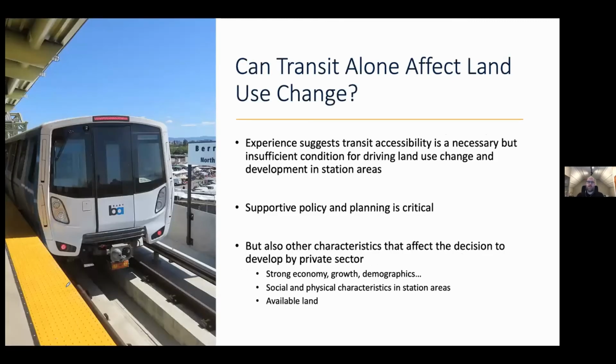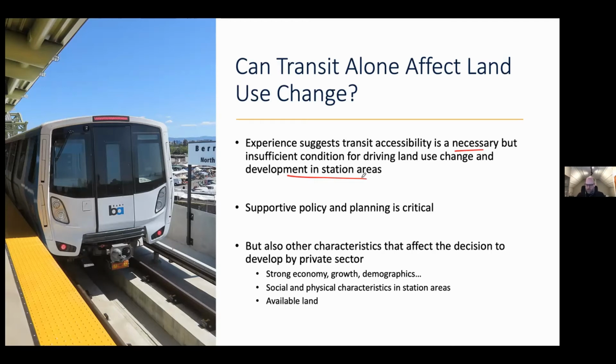But certainly the evidence tends to bear out that massive rail projects like BART in San Francisco, that were expected to remake San Francisco around transit station areas, just completely failed to do so. The experience suggests that transit accessibility itself, relative accessibility benefits, is a necessary but insufficient condition for driving land use change and development in transit station areas. And that supportive policy and planning is critical.